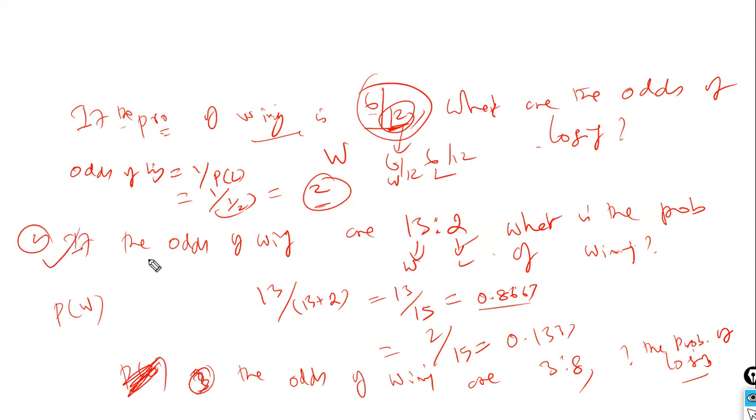Third one. If the odds of winning are 13:2, then this is win and this is lose. If the odds of winning are 30:2, are all of you on the call? Are you attending the training, or talking to someone else, or watching TV? What is the probability of losing?